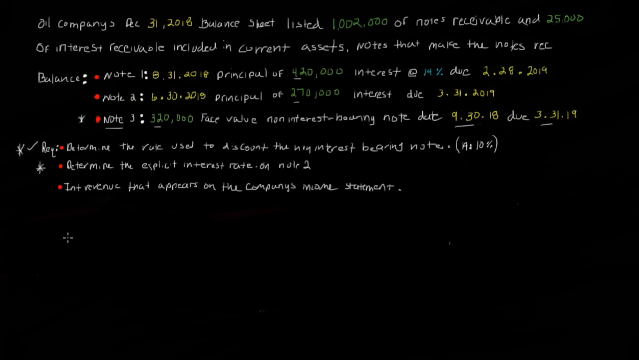So looking at number 2, it says determine the explicit interest on note number 2. So the first thing that we're going to do is get the information we already know, which is $25,000 of interest that is included in current assets. So we're going to go ahead and write this down over here. $25,000.